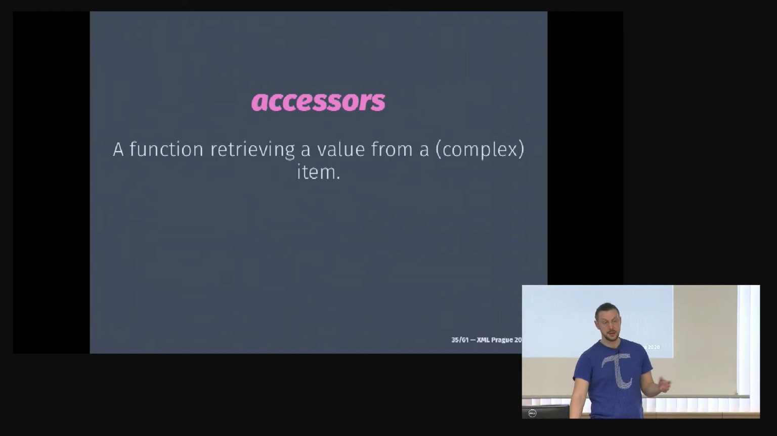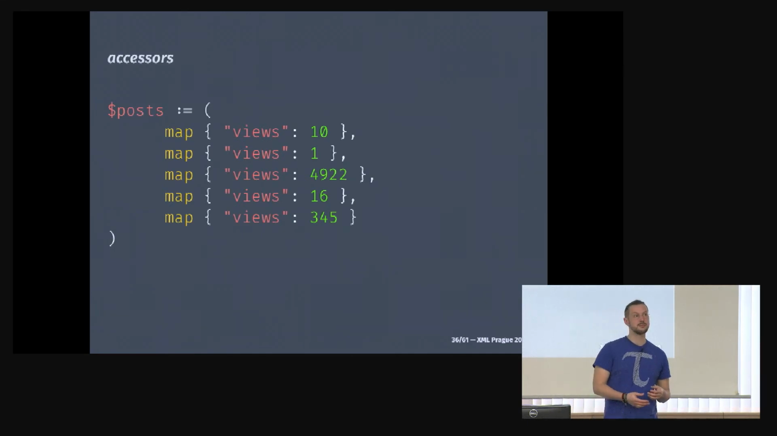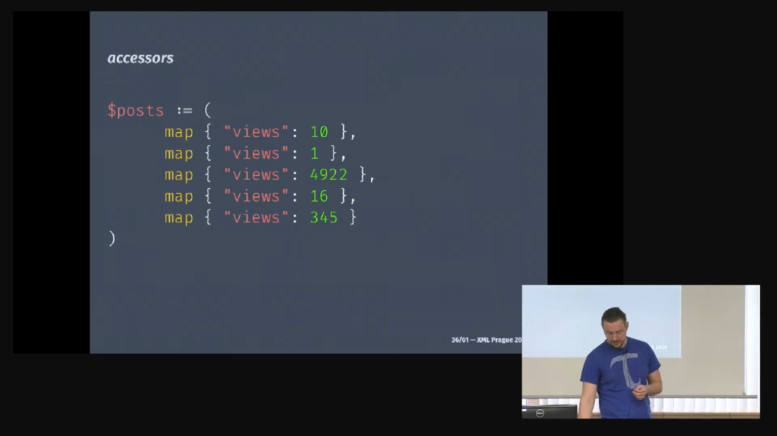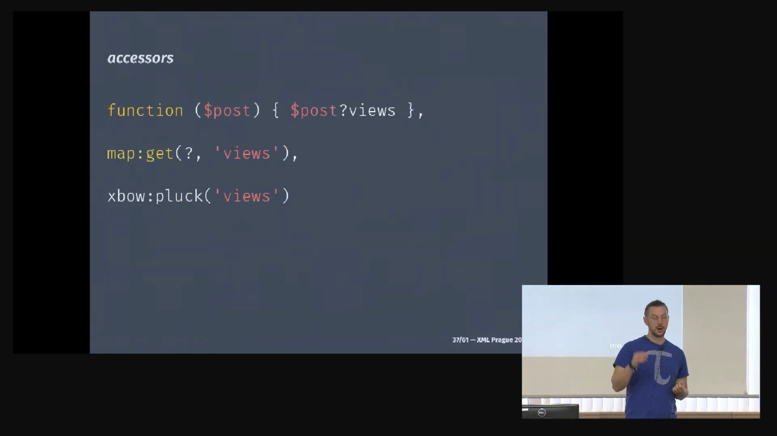String, data, node name and nilled are accessors. We have, for example, a sequence of maps. Each has just a views field, but they could have arbitrarily many fields. And I want to act upon the number of views now, because we all love numbers, and views we want more, right? So all of these functions here, all three, will do the same thing. They will retrieve the number of views for each of those maps.